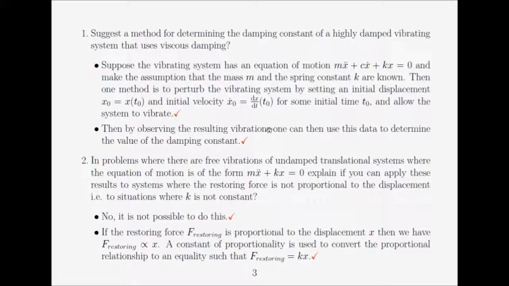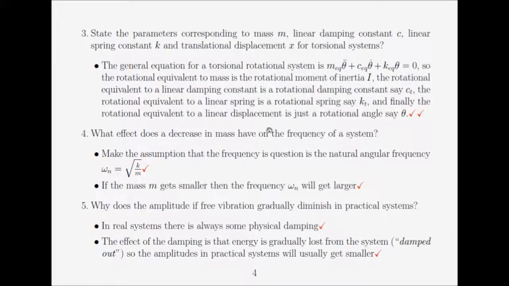The way of understanding how a constant of proportionality works is to suppose there is a force F1 and a displacement X1, and then there's a force F2 and a displacement X2. So if we take the ratio F1 over X1, it should equal F2 over X2. And that's basically the trick we use to work out constants of proportionality. Moving on to question 3.